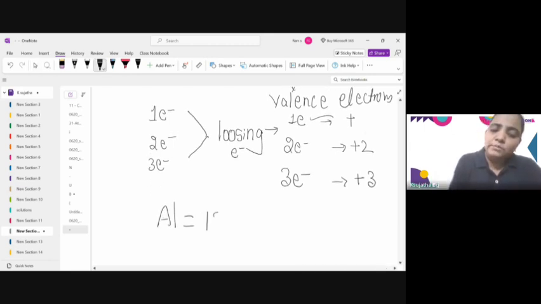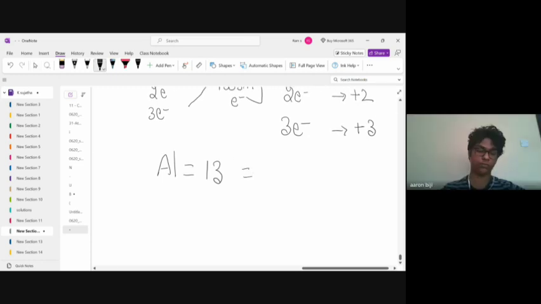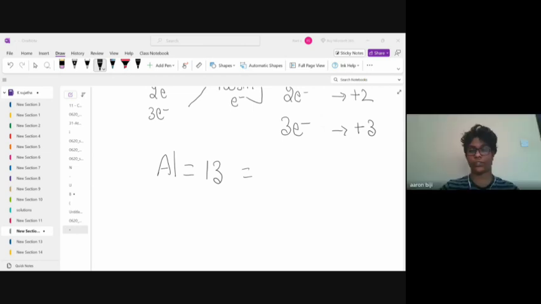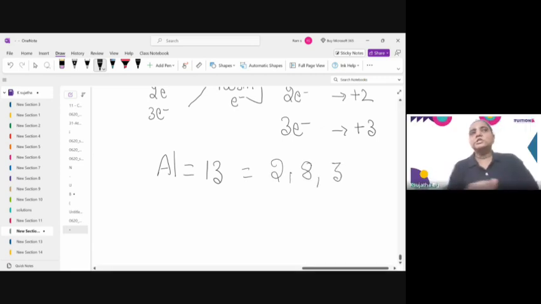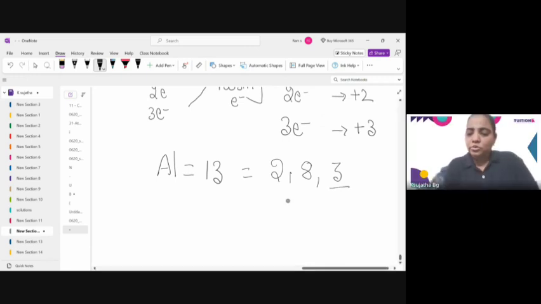Aluminium, atomic number is 13. Tell me its configuration. Means how you will fill the electrons in the atom. First shell 2, and then second shell 8, and third shell 3. So the last shell contains how many electrons here? 3 electrons. So what will it do? Does it lose or gain?